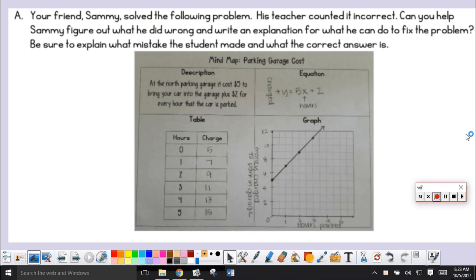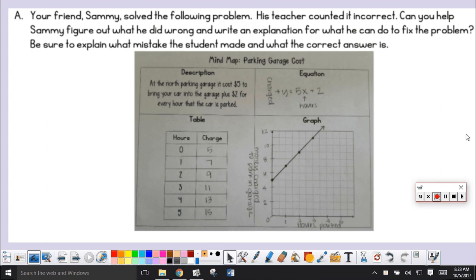Okay, for this last page, I am going to work both of the problems because they're lengthy and I want to make sure that you fully understand the directions, especially for the first one. So the first problem says, your friend Sammy solves the following problem. The teacher counted it incorrect. If I were grading this, I said that it was wrong. Can you help Sammy figure out what he did wrong and write an explanation for what he can do to fix the problem?